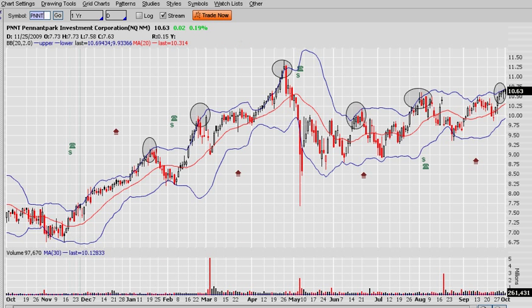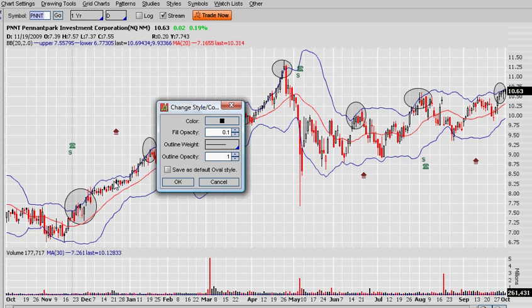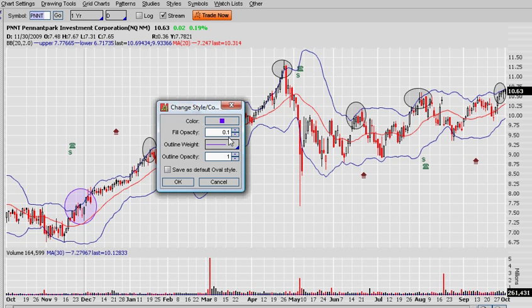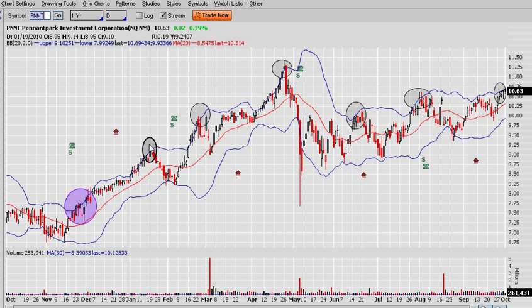Here are our entry points, and I'll put one more, and I'm going to change the color to purple. We can see these are all the entry points that we have. As you can see, what we have is a good entry. That's showing there's an uptrend, and sure enough, the price went up.